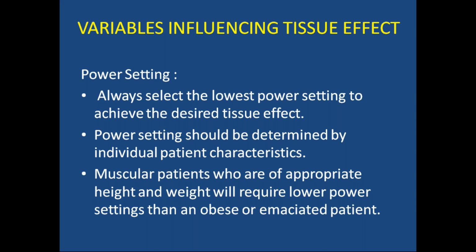So, variables influencing tissue effects. Coming to power setting, always select the lowest power setting to achieve the desired tissue effect. The power setting should be determined by the individual patient characteristics. Muscular patients of appropriate height and weight will require a lower power setting than obese patients, because the fat tissue requires more of the current effect. The current will be absorbed by the adjacent fat tissue in obese patients, whereas in muscular patients the muscle tissue directly receives the current, so less energy is required.